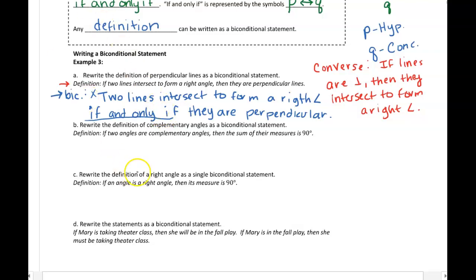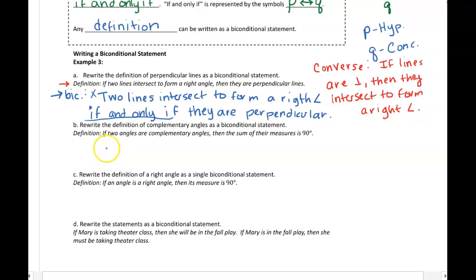All right, let's look at B now. It says rewrite the definition of complementary angles as a biconditional. Hopefully you know what complementary angles are. As a conditional statement, it says if two angles are complementary angles, then they sum to 90 degrees. Now if we wanted to write the converse, I'm not going to write the converse of all these, but it would be: if the sum of their measures is 90 degrees, then they are complementary angles, which is also a true statement.